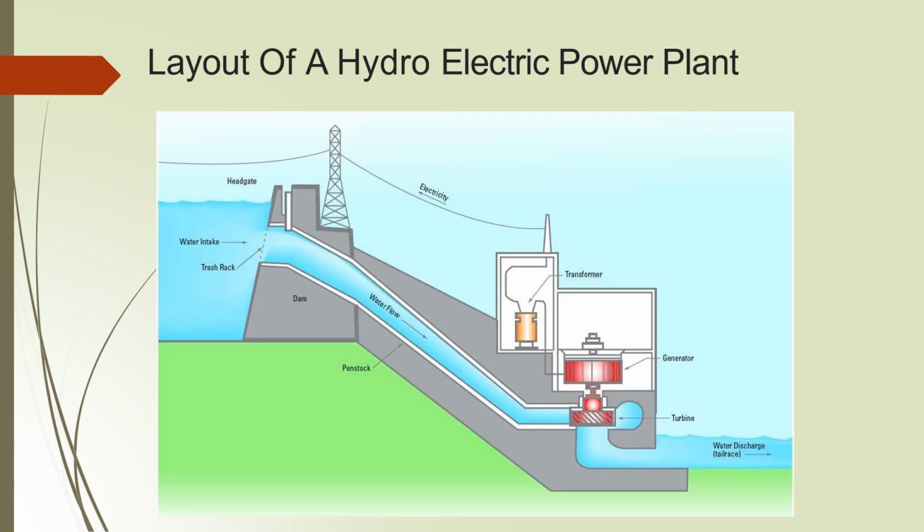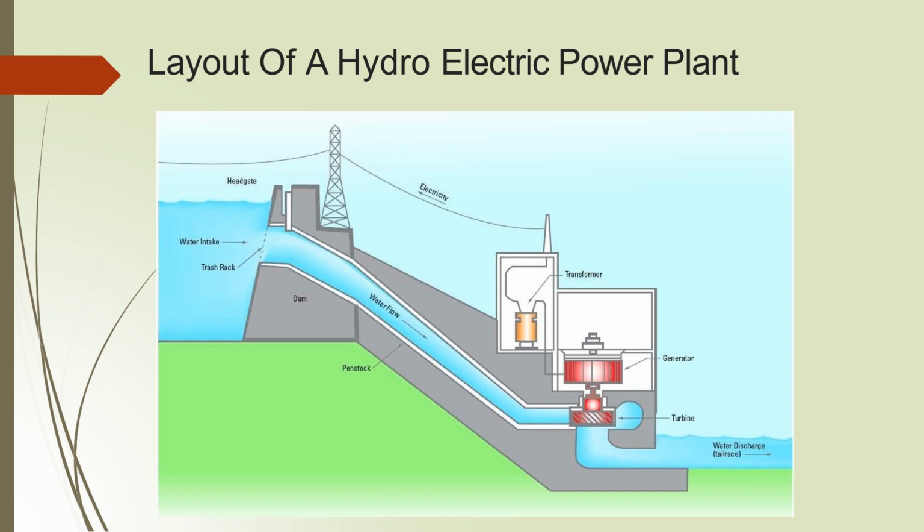So as we are discussing hydraulic machines, you know that the main function of a hydraulic machine is converting hydraulic energy into mechanical and then electrical energy. So how does this conversion take place? This figure gives you a layout of a hydroelectric power plant. So you can see the dam, which stores the water.